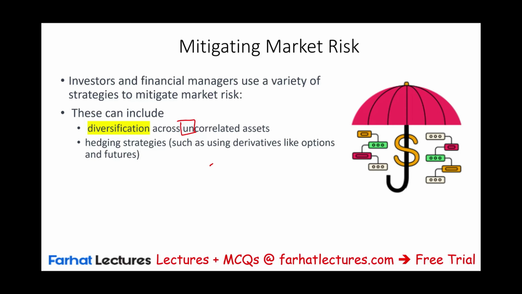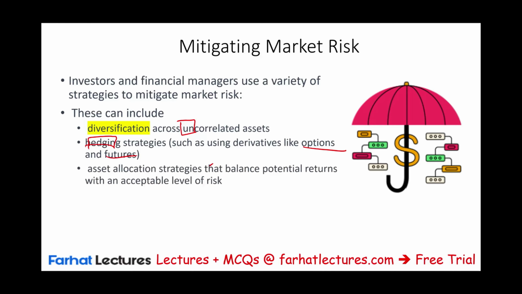You could also use what we discussed earlier, hedging instruments such as options and futures. This way you can sell your investments at a certain price, but you have to pay a premium for that. You could also have what's called asset allocation that balances potential return with an acceptable level of risk. So you really don't want to take too risky of an investment, and you could always do a short sale. Short sale means you take a position that benefits when the market goes down. So if your risk is the market going down, this investment will go up and will make the difference.